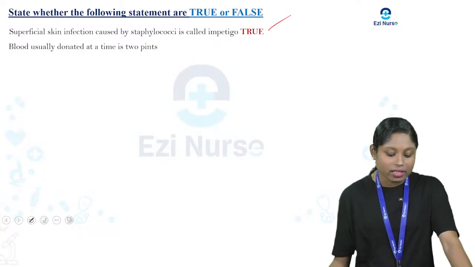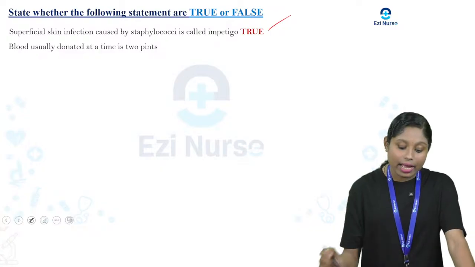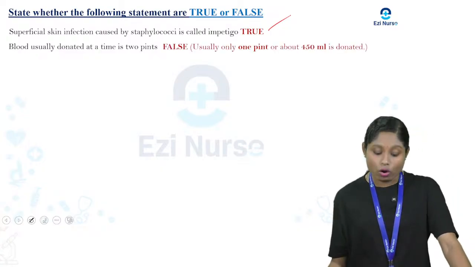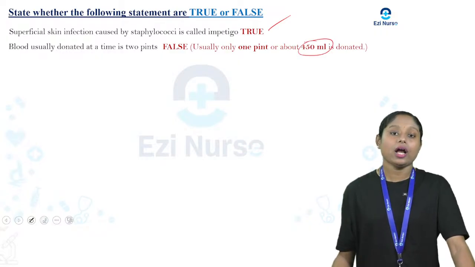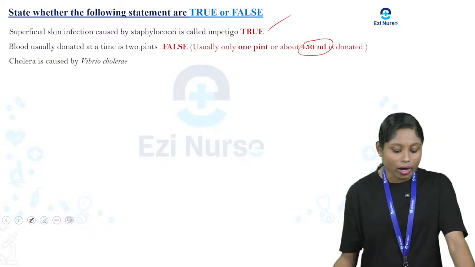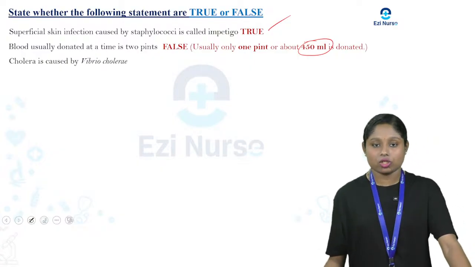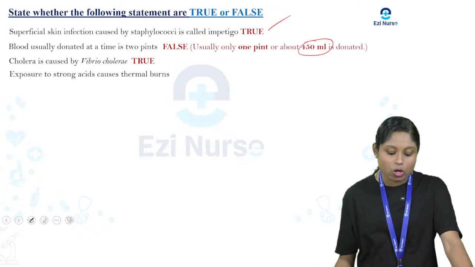Blood donated at a time is 2 pints. Is it true or false? It is false. Usually 1 pint, about 450 ml of blood, will be donated. Cholera is caused by Vibrio cholerae. Is it true or false? It is a true statement.